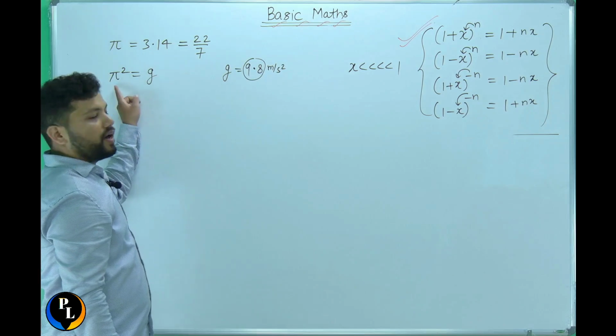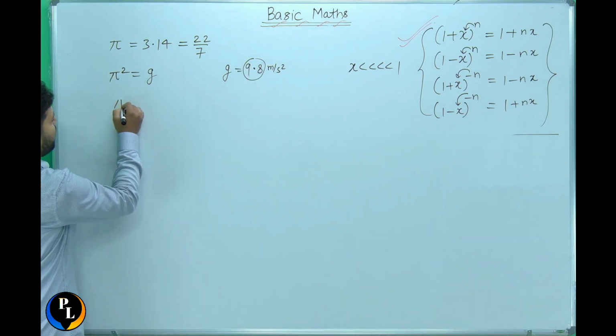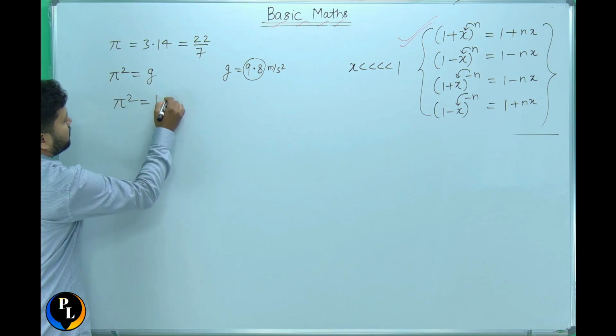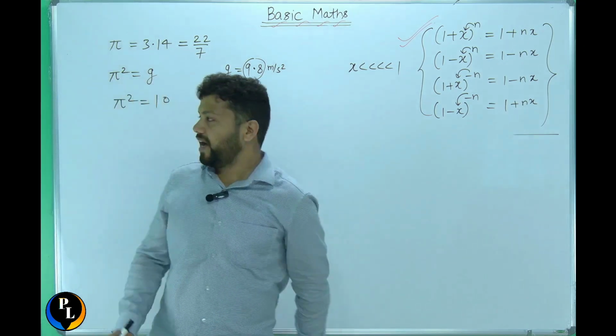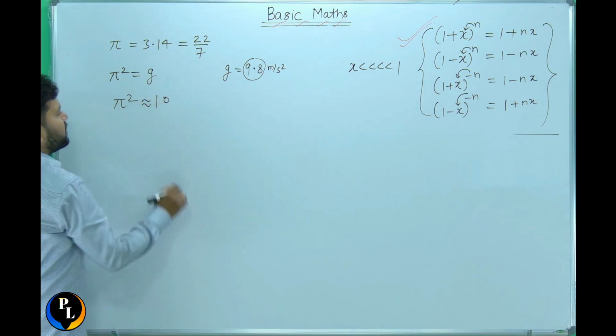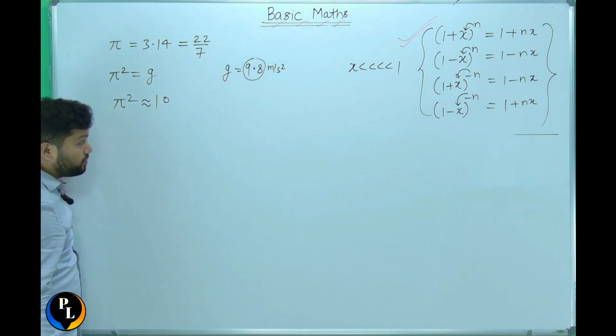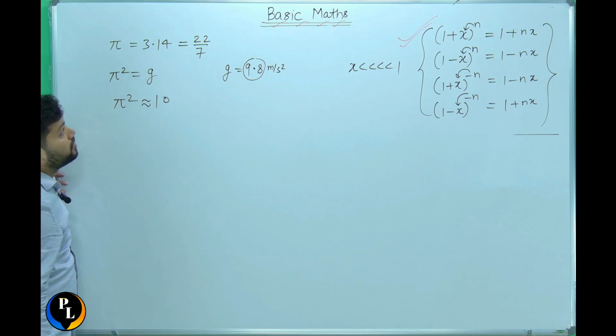So pi square is equal to g, and pi square we can also write approximately as 10. Approximately 10. How will you use this concept?